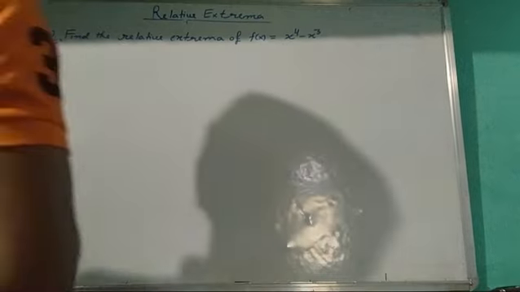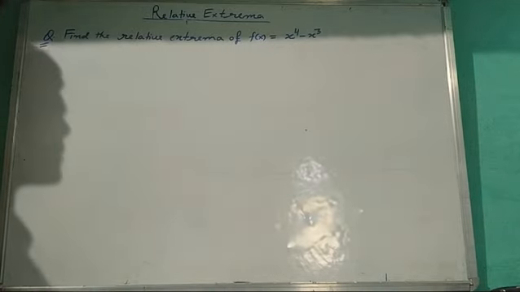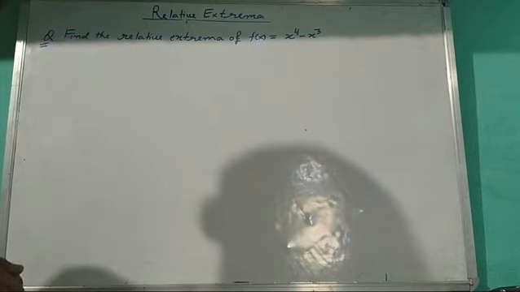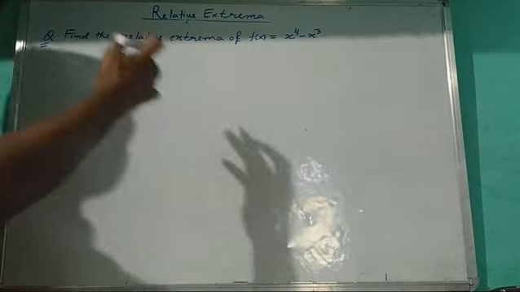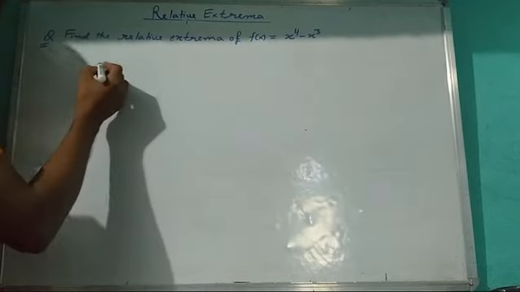Today we will solve an example of relative extrema. The question is: find the relative extrema of the function f(x) equal to x to the power 4 minus x cube. First, we need to find the critical points for this function. The function is f(x) equal to this.